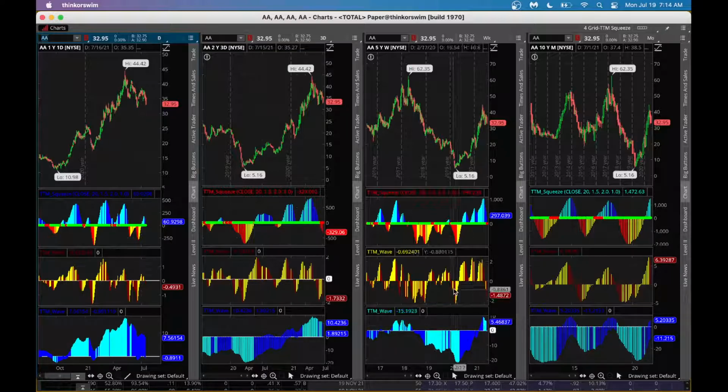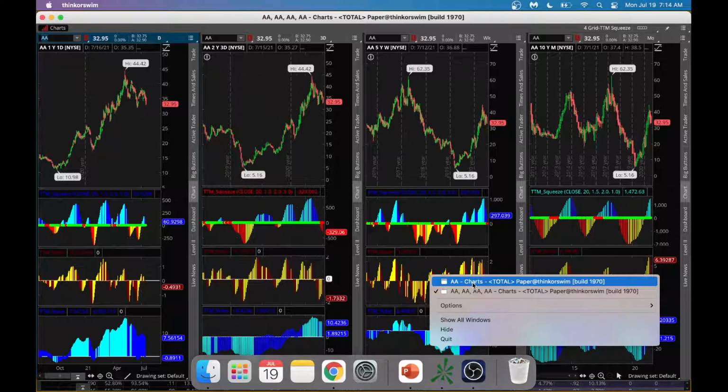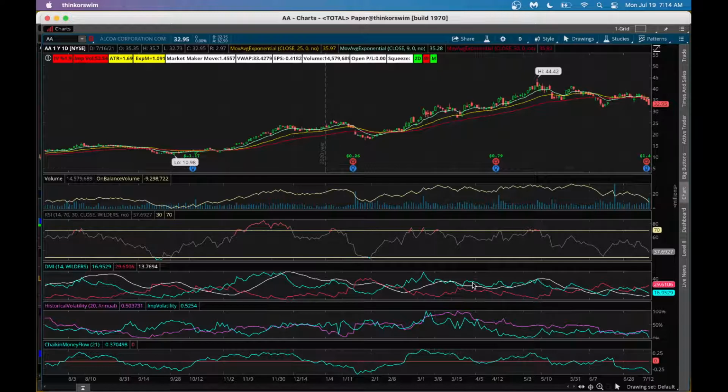So we have got a squeeze about to be formed in a 3-day chart as well as a weekly chart. With that, let's go into a different chart pattern here to see what's going on. So this is an Alcoa 1-day, 1-year chart, as you can see here, and nice looking chart. I love this chart here. They've been doing pretty okay.